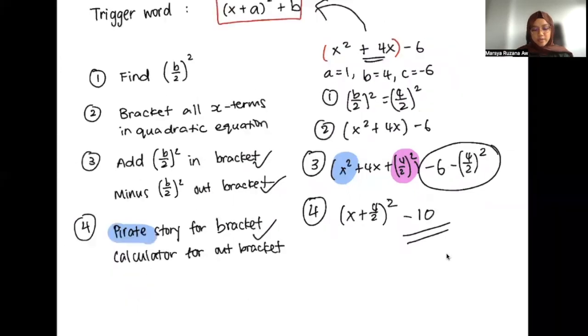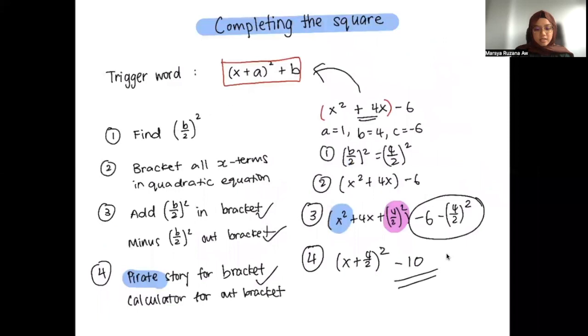So let's zoom out a bit. As you can see, the first part is exactly the same. Now we know that our a is 4 over 2, so we can actually take one step to simplify this. So this is (x + 2)² - 10. And from here, we can compare. Our a is 2, and for the second part, we can see that our b is -10. And we are done with completing the square with just 4 steps.